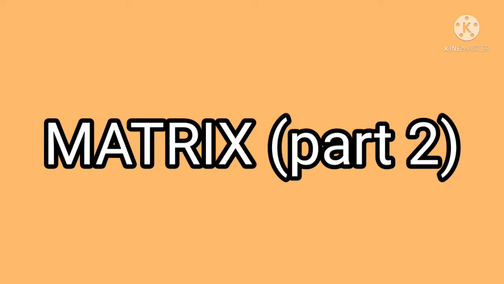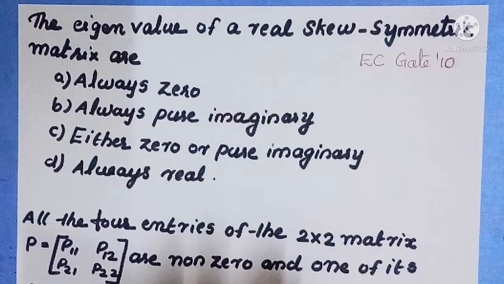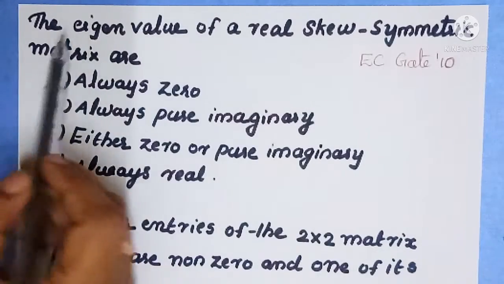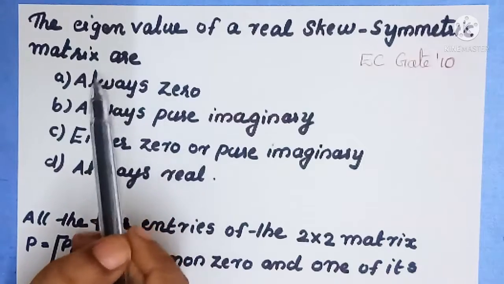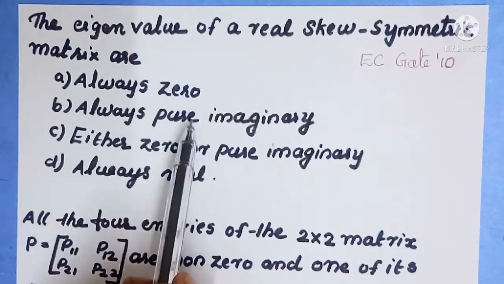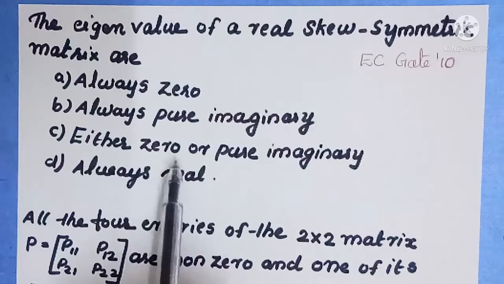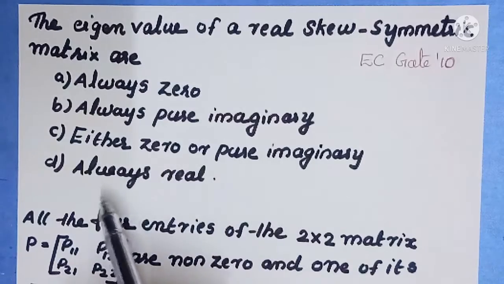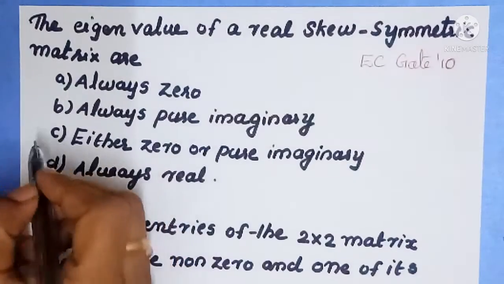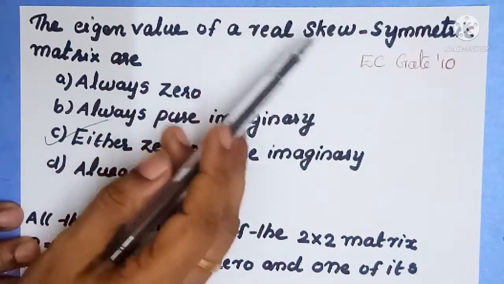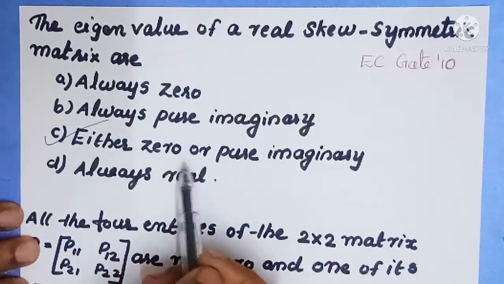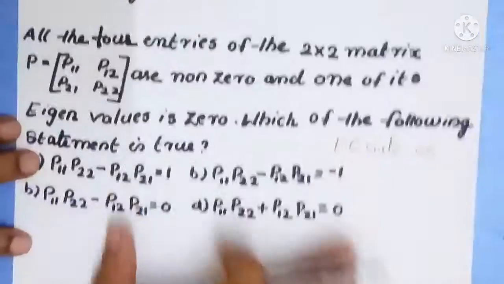Today we are going to discuss some previous year's GATE questions related to matrices. First question: the eigenvalues of a real skew symmetric matrix are: always 0, always pure imaginary, either 0 or pure imaginary, or always real. The answer is either 0 or pure imaginary. Okay, the eigenvalues of a real skew symmetric matrix are either 0 or pure imaginary.